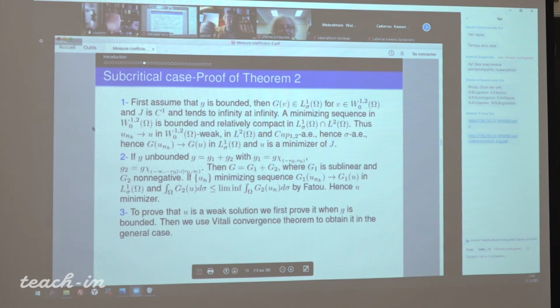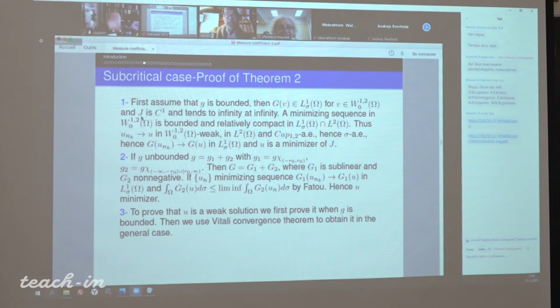Now we have this estimate just by convexity or asymptotic convexity. And now we want to construct the approximation. You will first assume that g is bounded. Then capital G of v is in L1 sigma for any v in W1,2 zero. Note that it is very important that we know that capital G is a function, unbounded, because little g is bounded.